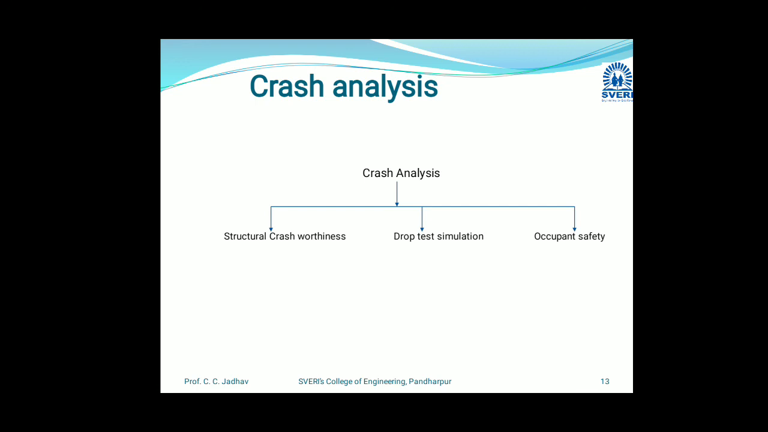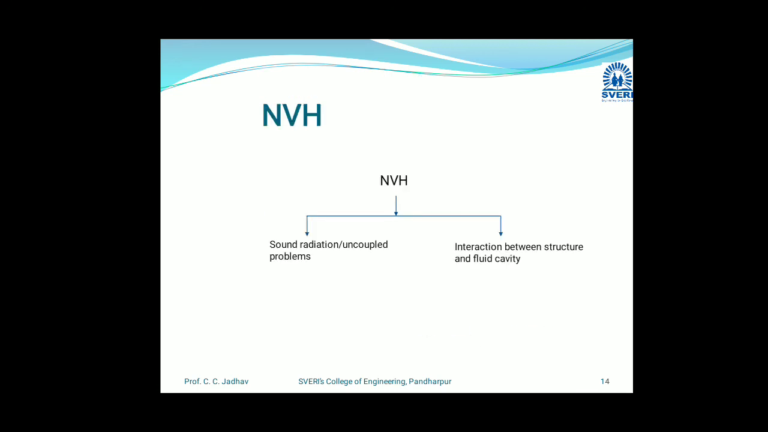For that, some common application software is there: LS-DYNA, Radioss, Abaqus Explicit, Pam-Crash. These are the software for doing this type of analysis. By using this software, we can easily do the analysis regarding structural crash, drop test and occupant safety. We can easily find out the effect and impact of the crash on the car body and human body. So these are some examples of crash analysis. We'll move to the next slide.